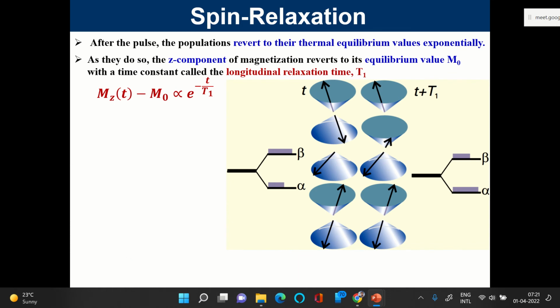So this is what you see. Look at this picture very carefully. The pulse is applied, and this is what happens. Here we have pictured 5 nuclei of the same sample.